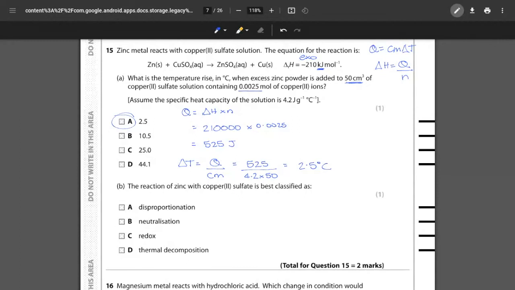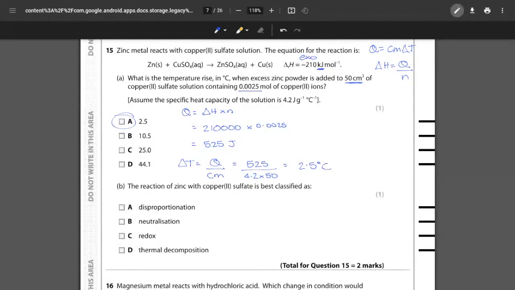Just be aware, if you scale up your 210 kilojoules per mole incorrectly and you don't multiply it by 1,000, if you make a mistake and multiply by 100, you would get an answer of 25. So just be very careful when you are doing your scaling and changing your units, because sometimes you can get an answer that is one of the options, but it's not necessarily the correct one.